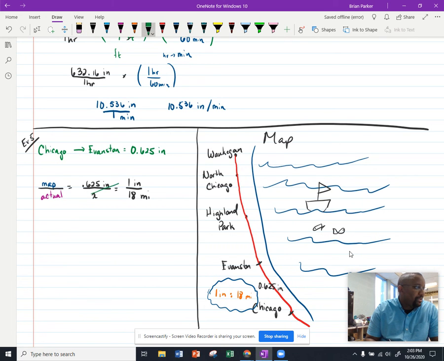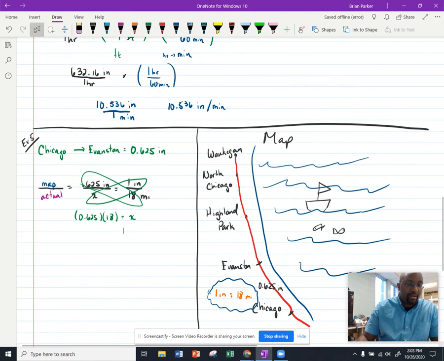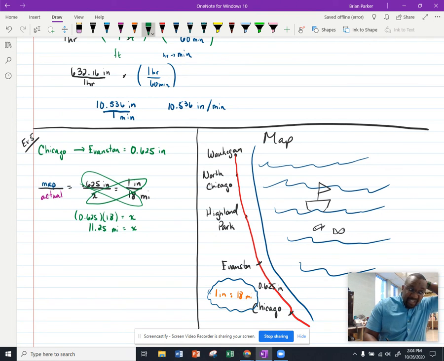From here, you should be able to take a guess of what you're going to do. Yeah, you're going to cross multiply, right? Your answer is going to be whatever 0.625 times 18 is, and that's going to equal just 1x. I'll go ahead and plug that into a calculator and see what we get. And we end up getting 11.25 miles. So we can reasonably say that Chicago is only 11.25 miles from Evanston, which makes sense because it's not a full inch away. So we should be good to go with just that there.